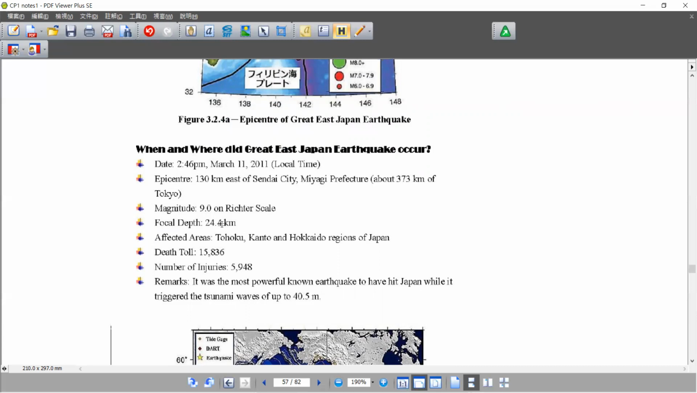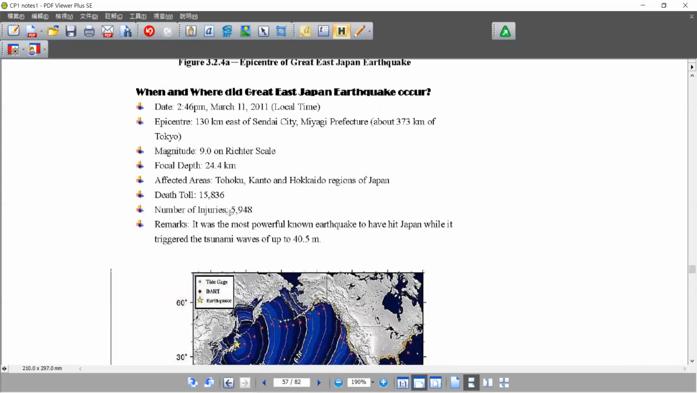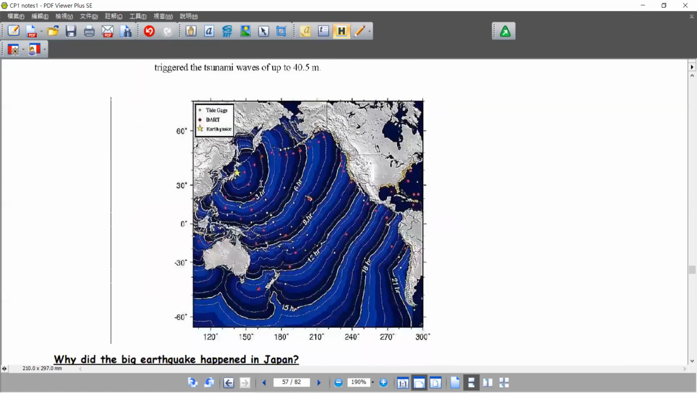Okay, for the focus, luckily it's 24.4 km, but most of the time you can see it's just 15 or 13 km deep in the ground surface. Then right now it's not that destructive, because it's deeper than the usual destructive plate boundary earthquake. Okay, a lot of people died and there were a lot of injuries, and I've always told you the tsunami wave may be up to 14.5 meters.